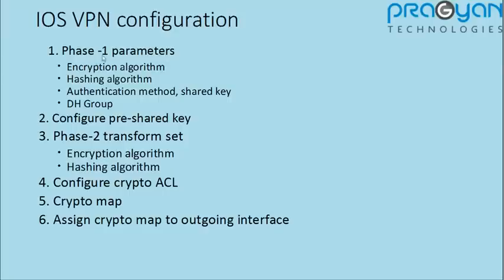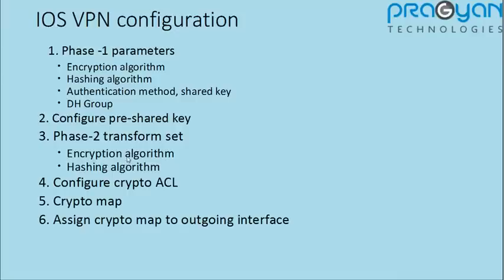The first thing is you configure the phase 1 policy. The phase 1 policy, or ISAKMP policy, is where you configure all the phase 1 parameters. So you need to have the encryption algorithm, hashing algorithm, authentication method, and DH group, right? And then you need to configure your pre-shared key, which is the pre-shared key for the specific gateway. So your phase 1 parameter configuration is done. And then you will configure your transform set. What is there in the transform set?